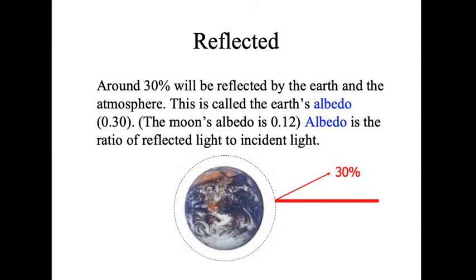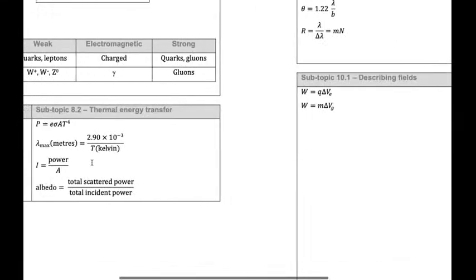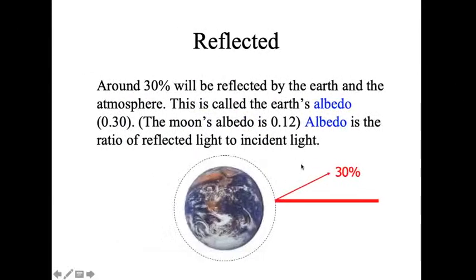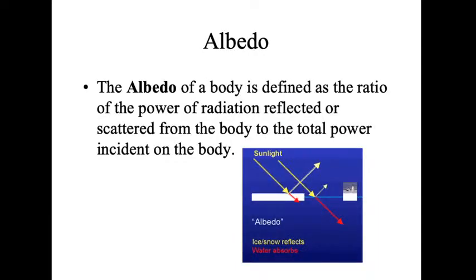So albedo is the ratio of reflected light to incident light. In our formula sheet, it's the power of that reflected. It can also be just thought of as the energy. They'll give you the same results. So more into this idea of albedo. The albedo of a body is defined as the ratio of power of radiation reflected or scattered from the body to the total power incident to the body.